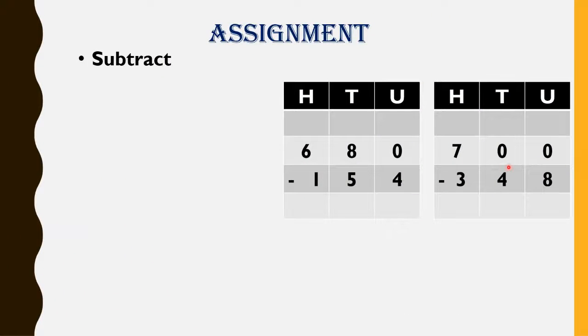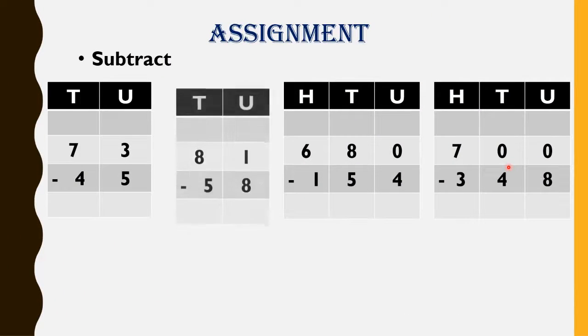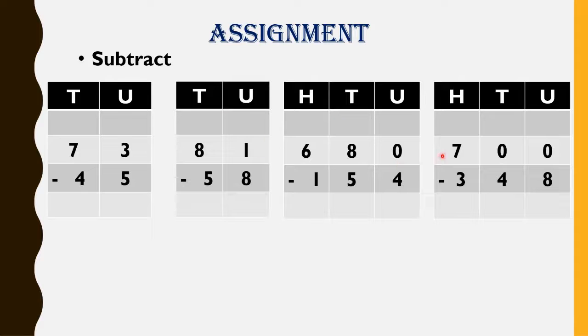So students, this is your assignment. So these are few sums which I want you all to solve. The first one is 73 minus 45. Second is 81 minus 58. Third one is 680 minus 154. Fourth one is 700 minus 348.